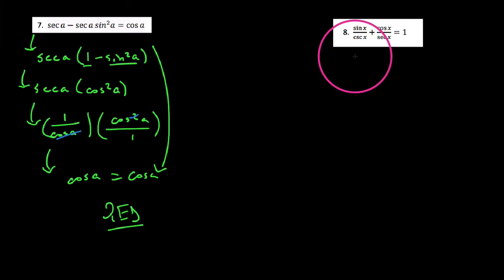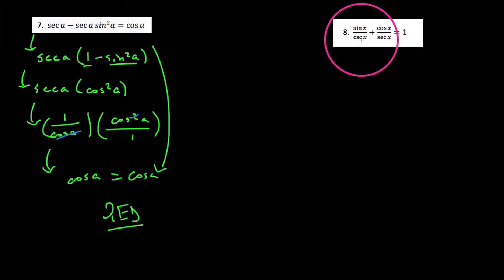Let's take a look at this last one. So number 8, what side are we going to work on? Probably the left-hand side. So let's go ahead and get started on number 8. What are we doing with these things? Well, a few things we can do. One thing we could do is rewrite cosecant and secant in terms of sines and cosines to see if that would be helpful. But we're also adding two fractions, which means we could get a common denominator and stick these things together.